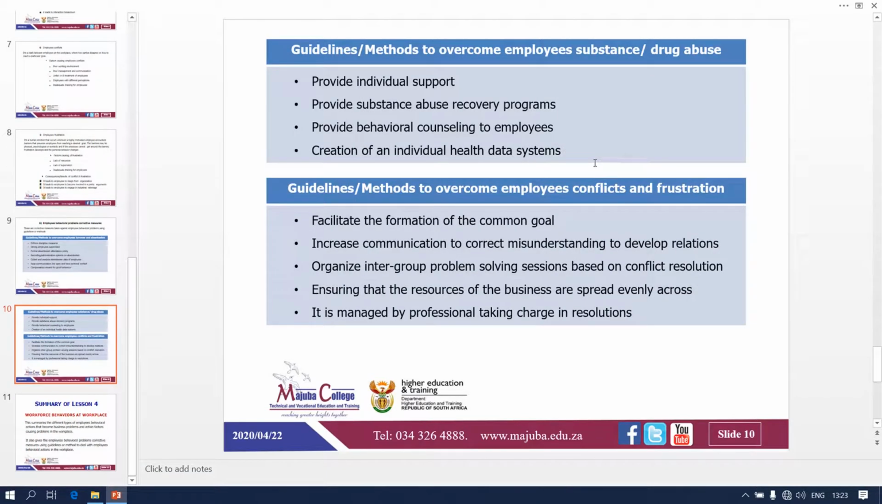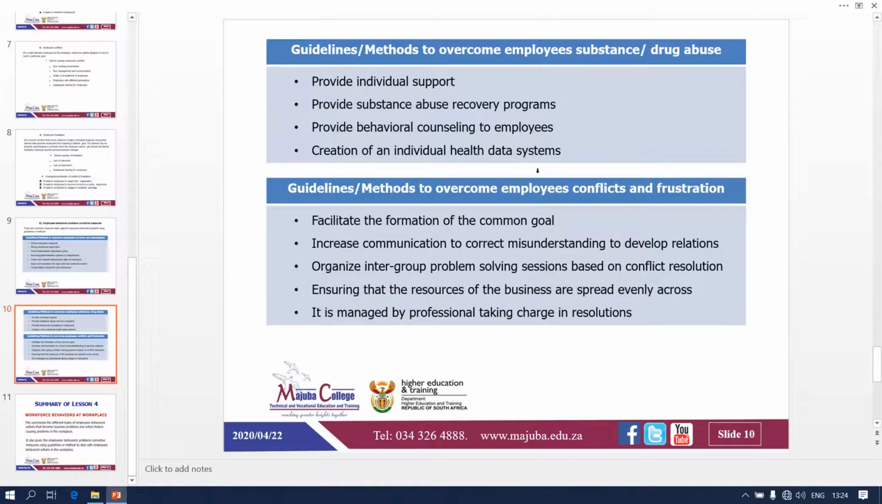Right. Let's look at the guidelines to overcome substance abuse. Provide individual support. Provide substance abuse recovery programs. Provide behavioral counseling to employees. Creation of individual health data system. So these are the 4 methods that you can use to overcome the employees' substance or drug abuse. Maybe you can have a clinic in the organization or nearby where you take your staff to.